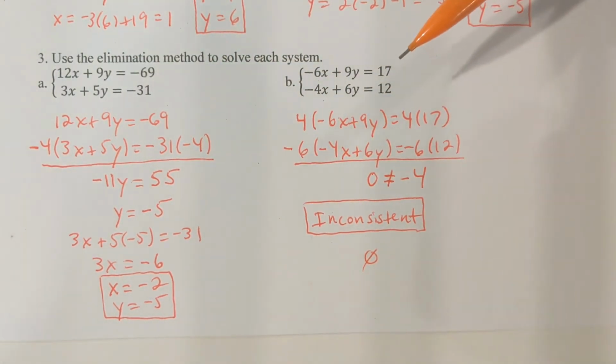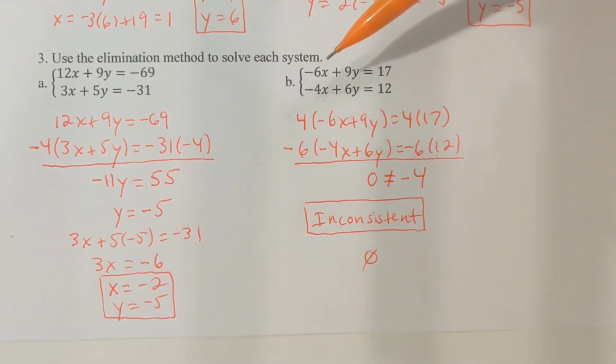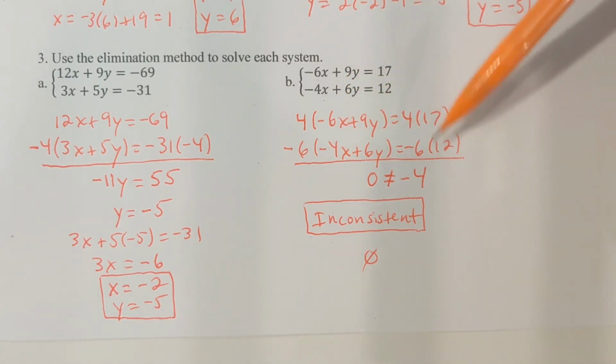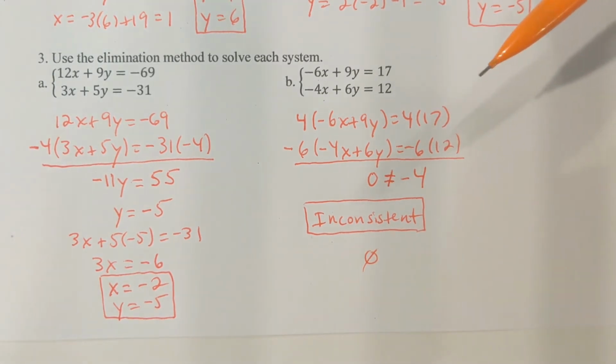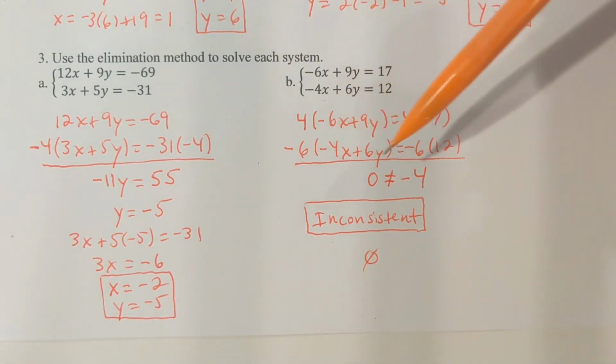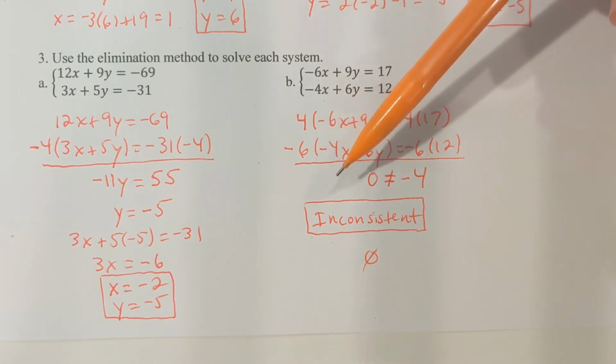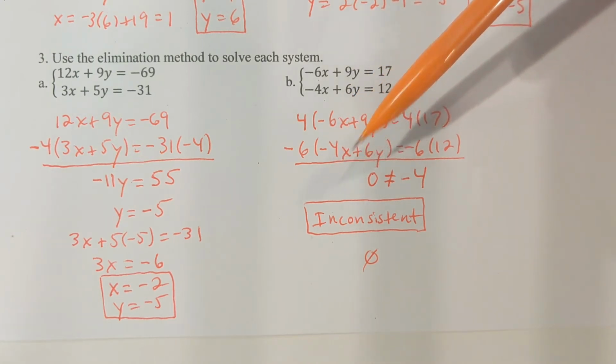Here's another example. So again, we're using the elimination method. I'm going to eliminate x by multiplying the top equation by 4 and the bottom equation by negative 6. Be sure that you do that on both sides, okay? And then we're going to add the terms here. Negative 24x plus 24x is 0. X is eliminated. That's what I wanted.